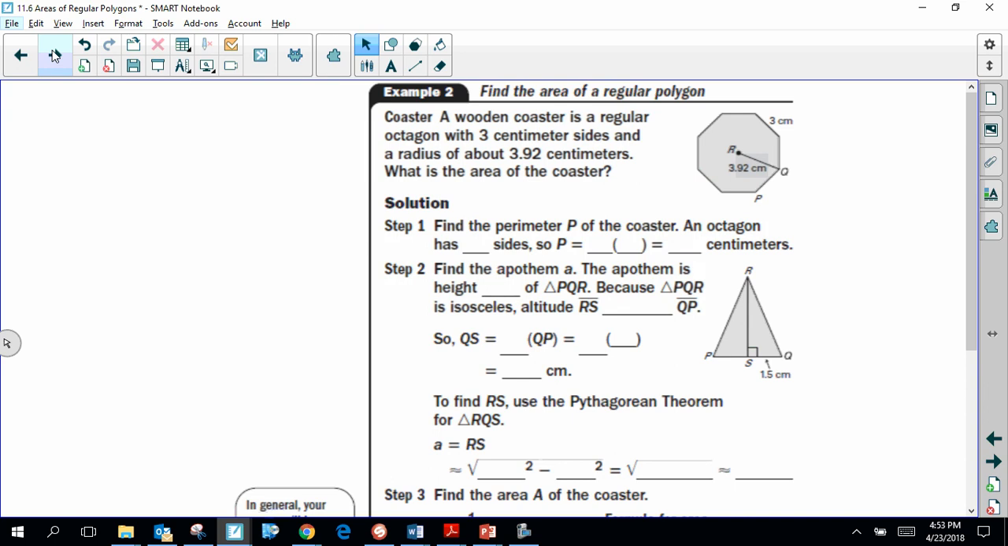Now we're going to actually try using it. Here we're finding the area of a regular octagon where the sides are 3 centimeters long. It has a radius of about 3.92 centimeters. Find the area of the coaster.